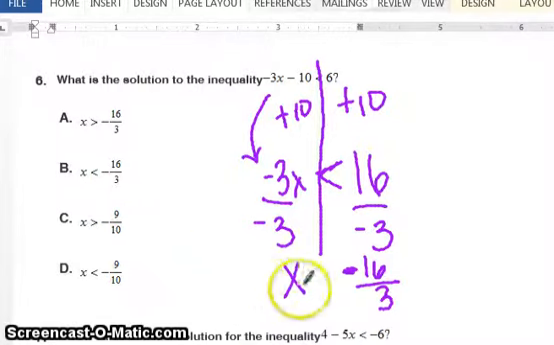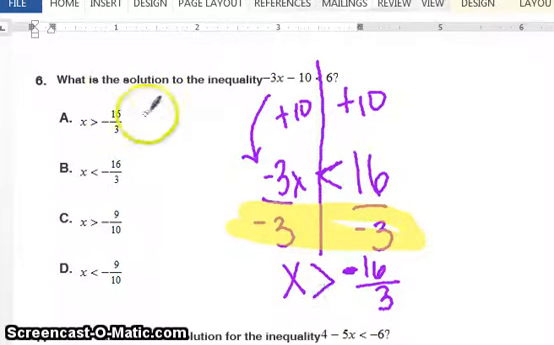Save myself some work. However, right here, I have divided by a negative to solve. See that? So that means I need to reverse this inequality symbol. So instead of a less than, it should be greater than. And A should be the correct answer choice here.